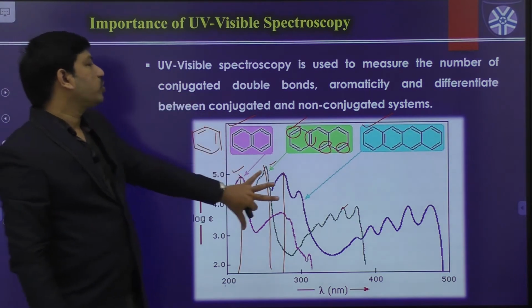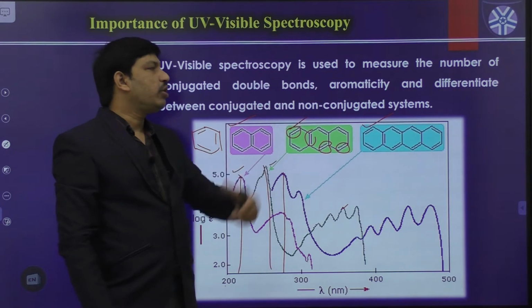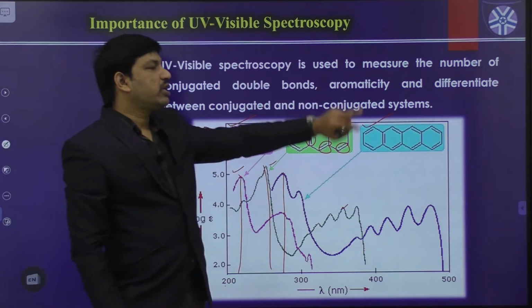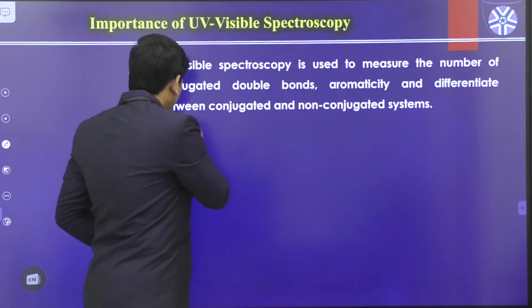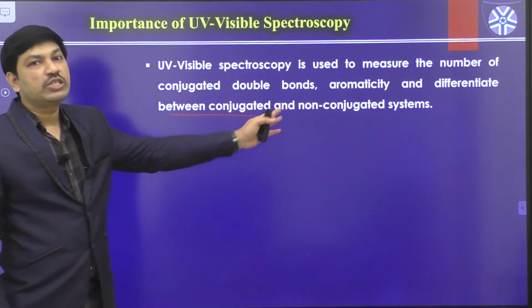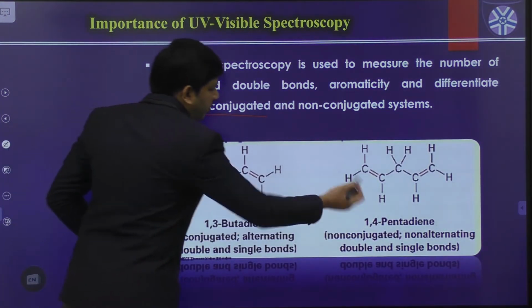So this spectroscopy is useful to predict the conjugated double bonds available in a given molecule. At the same time, it is also useful to predict the aromaticity available in given molecules. And the second example can actually distinguish between the conjugated system and non-conjugated system. For example, here we have two different examples like this.